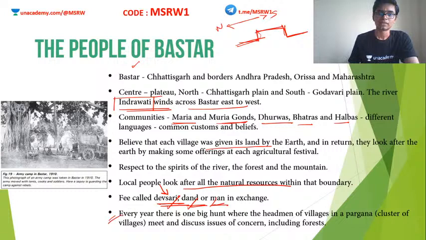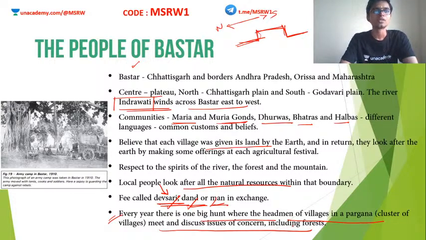Every year there was one big hunt where the headmen of the villages in the Paragana met and discussed issues of concern, including forest. So in the villages, they also went hunting, but once a year. One big hunt was organized once a year. Why? Because without hunting, wild animals might come onto the land and destroy all the crops or cause harm to the human beings or the villagers. So to prevent this, hunting expeditions were organized once in a while. Clear? To clear away all the wild animals that were posing a threat to human life and property.